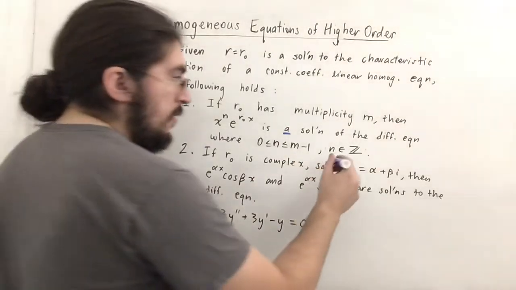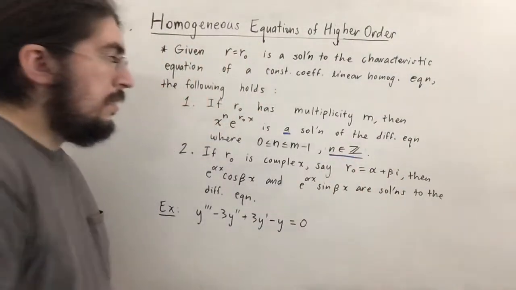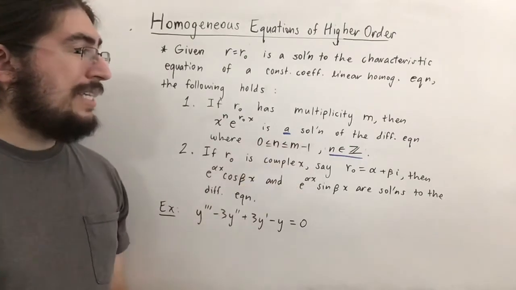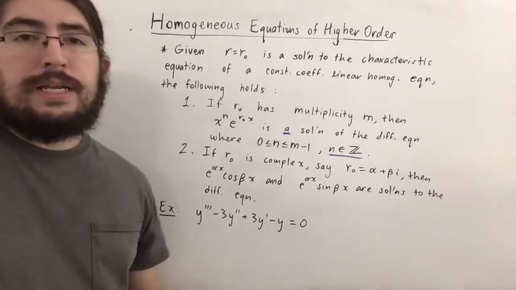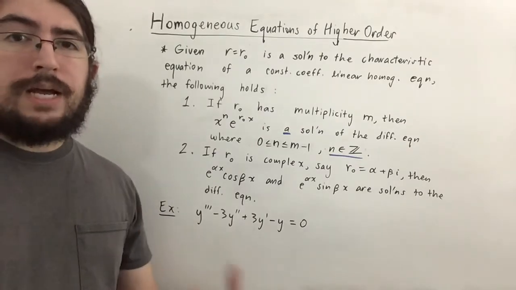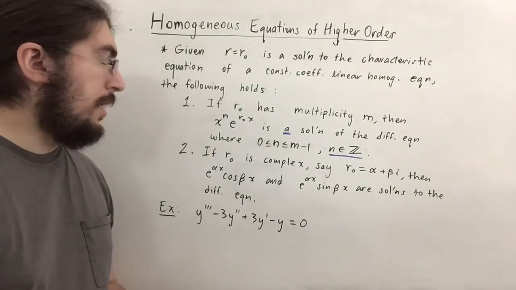If you haven't seen this before, this means n is an integer. Specifically, it's a positive whole number, because it must be between 0 and m minus 1. Of course, m is the multiplicity. Multiplicity is a positive whole number, the amount of times something repeats as a solution, essentially.